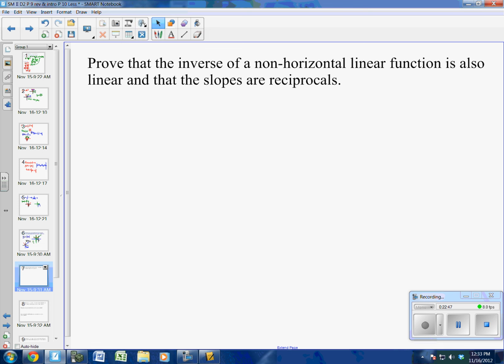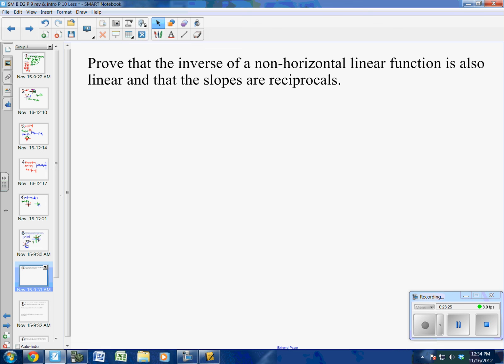Prove that the inverse of a non-horizontal. Now, you guys, if it's a non-horizontal function, it can't have a 0 slope, right? Because horizontal lines have 0 slope. But it can't be a vertical line. Why? Because a vertical line is not a function, right? So it has to have a slant to it. Okay? You have to do a proof that works for all linear functions that are non-horizontal.